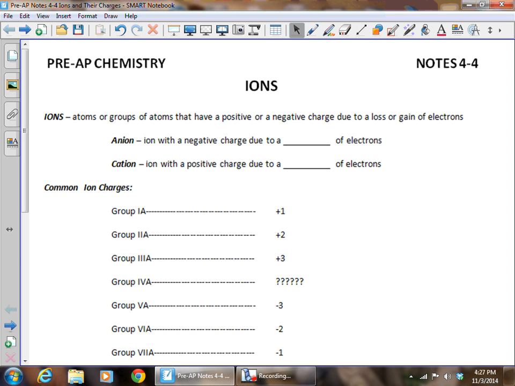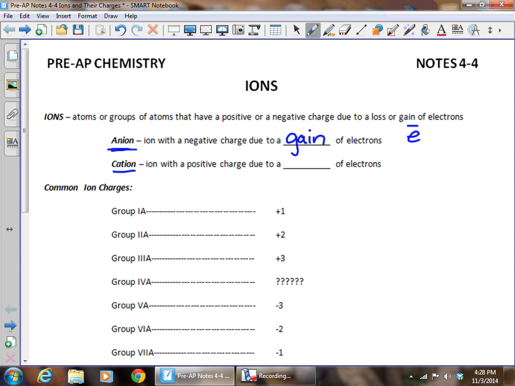There are two different terms that we have to be familiar with. One is anion. An anion is an ion with a negative charge. Now remember, electrons are negative. So if something has a negative charge, it's because it has gained electrons, due to a gain of electrons.